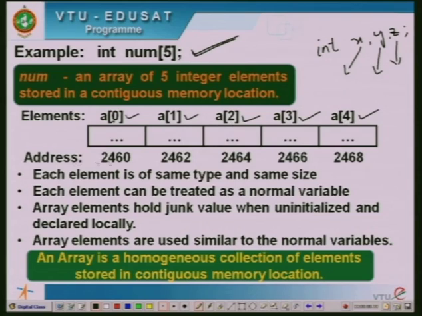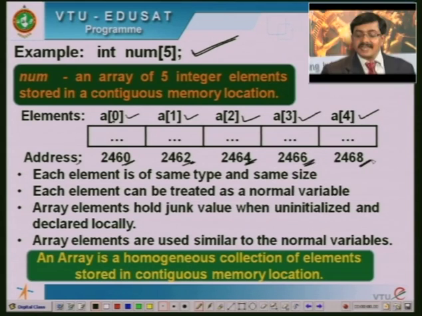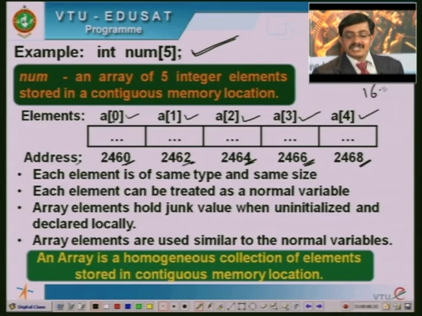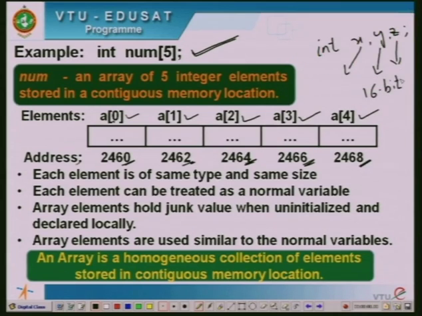Right. Now the addresses corresponding to these elements: here it is 2460, here 2462, here 2464, here 2466, and here 2468. Here I am assuming that we are using a 16-bit machine. When I am using a 16-bit machine, the size of an integer could be 2 bytes.